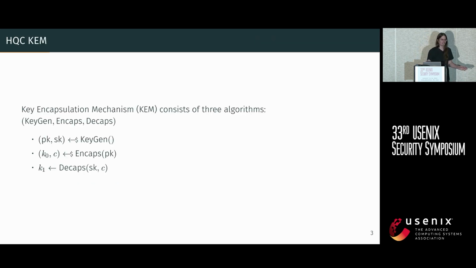them. HQC is a key encapsulation mechanism, which means that it has 3 algorithms: a key generation algorithm, an encapsulation algorithm, and a decapsulation algorithm. The key generation algorithm produces a public-private key pair. The encapsulation algorithm produces a ciphertext and a key K0. And the decapsulation algorithm, given the secret key and the ciphertext, produces a key K1. And hopefully, if your scheme is correct, then these 2 keys are equal.